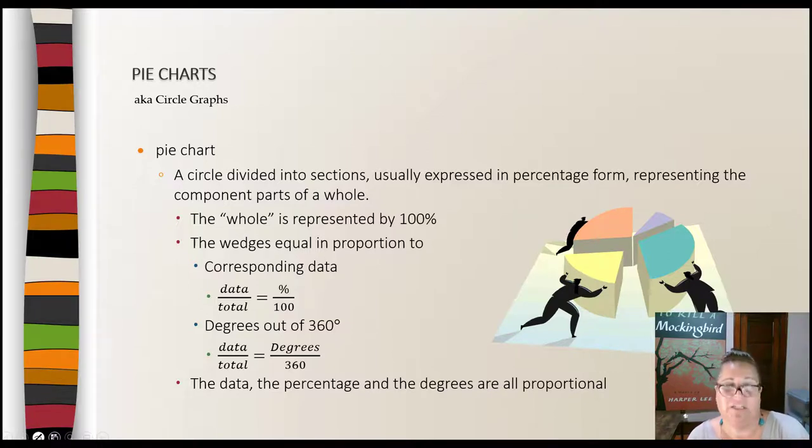The wedges or sections must be equal in proportion to your corresponding data. So whatever your data is over your total, this would equal the percent out of 100. This is how we calculate the size of those sectors. So our data out of the total has to equal degrees out of 360. There are 360 degrees in a full circle. So if we have 25 out of 100, that's 1/4. That means that sector or wedge needs to take up 1/4 of the circle. 1/4 of 360 is 90 degrees. The data, the percentages, and the degrees of the circle are all going to be proportional.